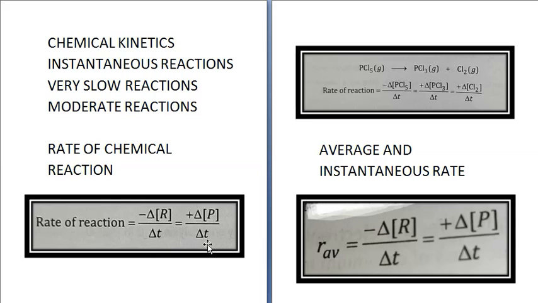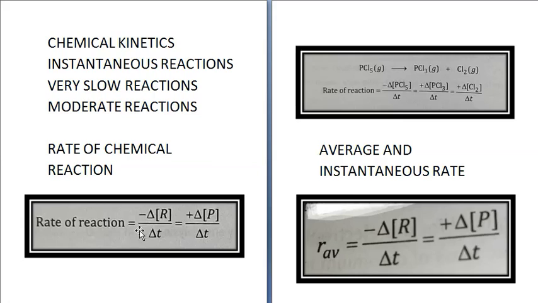Now these square brackets which are present around the substances, they are the molar concentrations. The negative sign in the concentration of reactants indicates that there is a decrease in concentration of reactants with time. And this rate of reaction is also called the average rate of reaction.